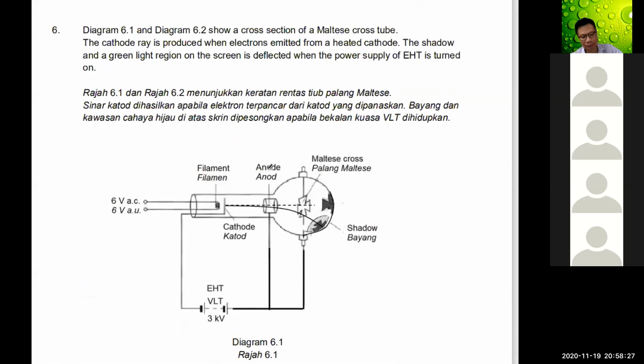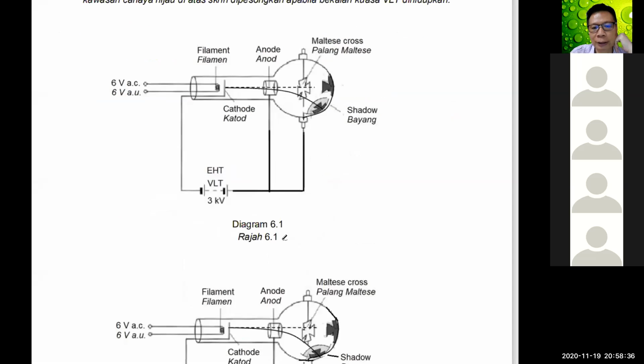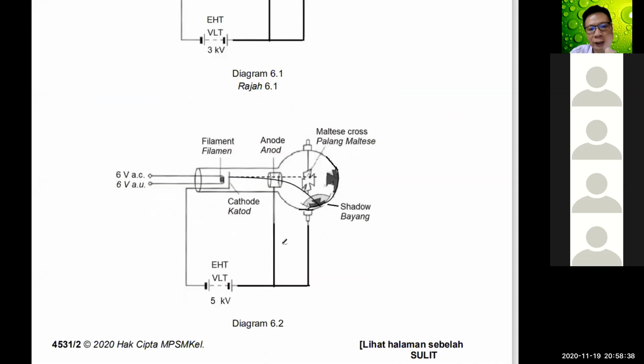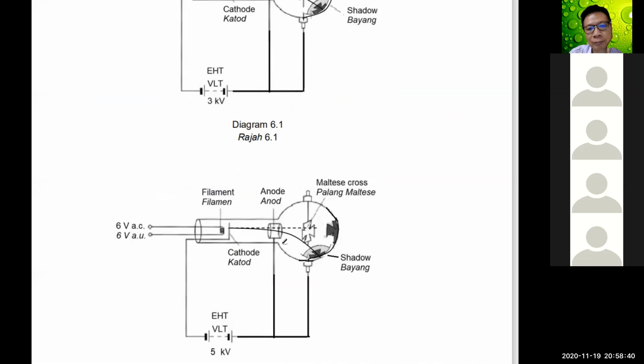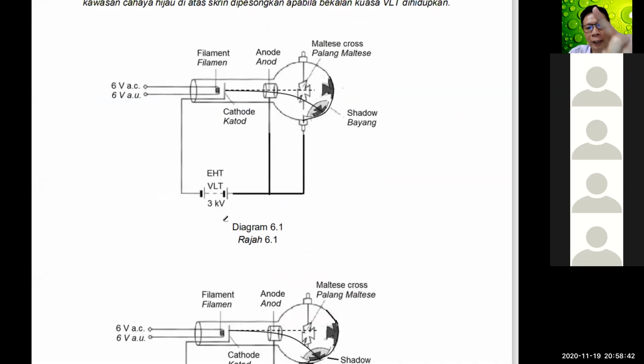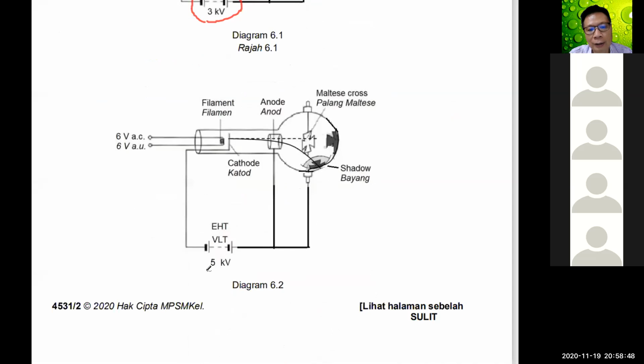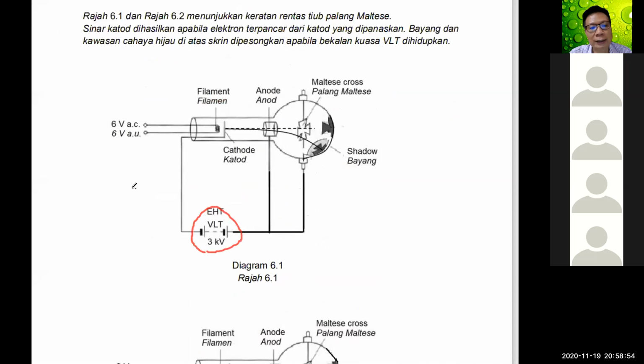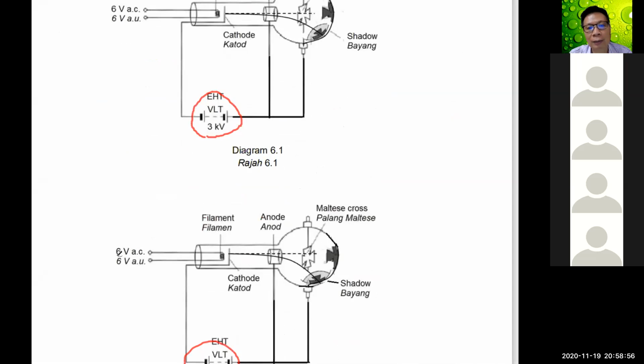A multi-cross tube question. Okay, look at the diagram. Diagram 6.1, 6.2. There are two diagrams, this 6.1, this 6.2. Let's see the diagram first. What is the difference? Okay, now one you see here 3,000 watt, but here 5,000 watt. Mean here the wattage is higher. Okay, here 6, here also 6, same lah.